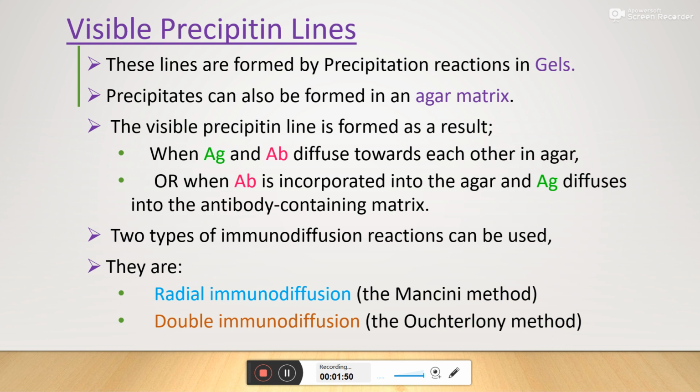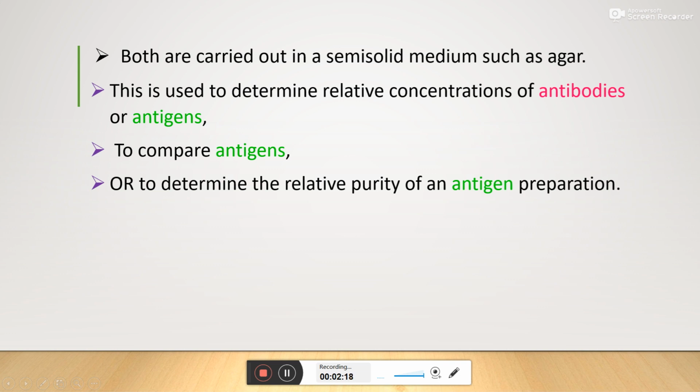So the interaction between the antigen and antibodies is by diffusion between them in the agar, and there are two types of immunodiffusion reactions: radial immunodiffusion and double immunodiffusion. Both take place on a semi-solid medium, that is agar, and help us determine the concentration of antibodies and antigens, compare antigen concentrations, and sometimes determine the relative purity of the antigen preparation.